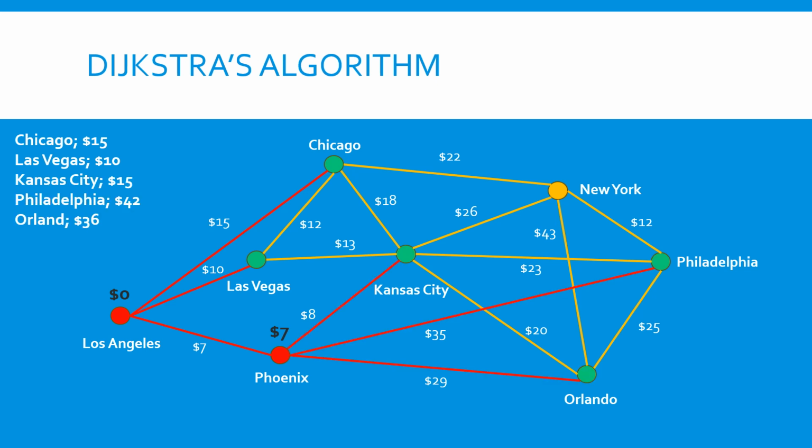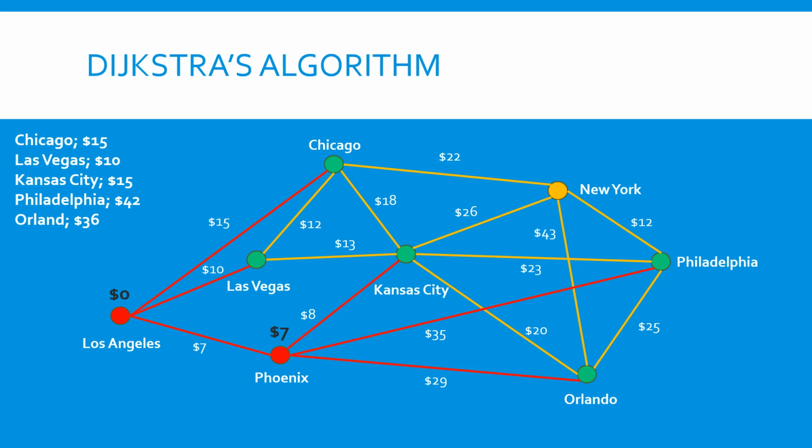Let's consider the second pass. Visiting Phoenix allows us to reach 3 more cities: Kansas City, Philadelphia, and Orlando. To reach Kansas City, we need a total cost of $15, where $7 was spent to reach Phoenix from LA, and $8 will be spent on reaching Kansas City from Phoenix. Note that the cost of reaching Phoenix is no longer $0 as for LA, and such an existing cost should be included when calculating the total cost. Similarly, we know that we need $42 to reach Philadelphia and $36 to reach Orlando.